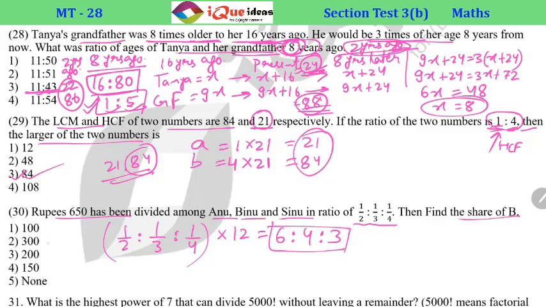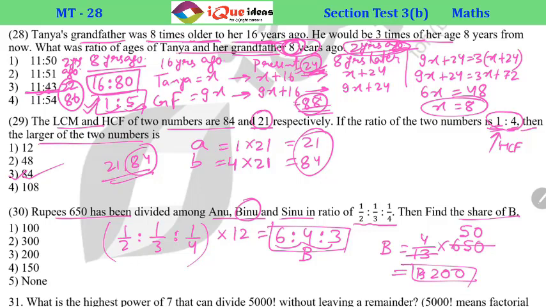Now find the share of B. B is the middle one, Binu. So share of B will be equal to 4 divided by 6 plus 4, 10 plus 3, 13 into the total amount 650. Now 13 cancels 650, 13 5s are 65, so 50 times 4 is 200. Right, so 200 rupees is the share of Binu. Alright, that is third option. Okay, now the next one.